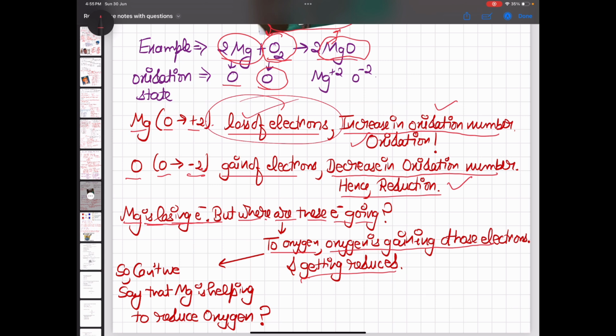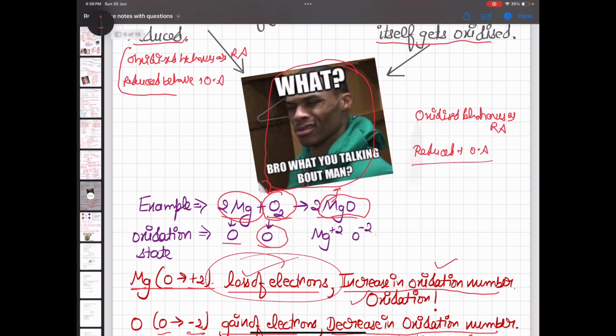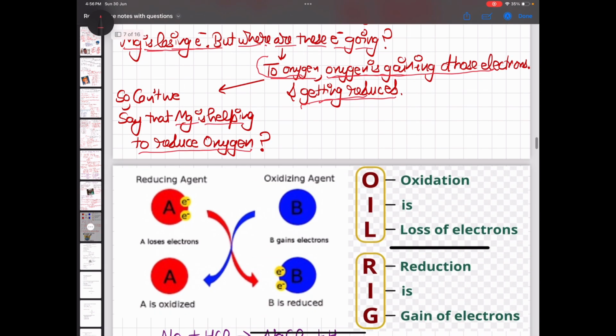I'll repeat this again. Magnesium is losing electrons. Where are these electrons going? These electrons are going to oxygen. What is oxygen doing with these electrons? Oxygen is gaining electrons and is getting reduced. So that is why we can say magnesium is helping to reduce oxygen. This is why this point, that whatever gets oxidized behaves as a reducing agent. Magnesium got oxidized here, but it helped to reduce oxygen. It must be clear now, right?